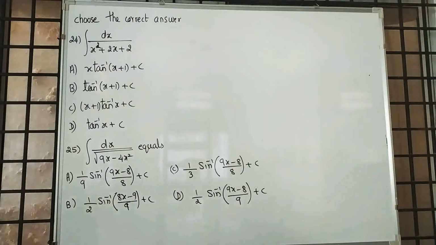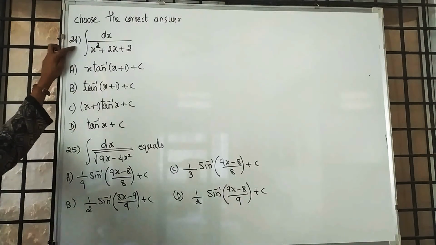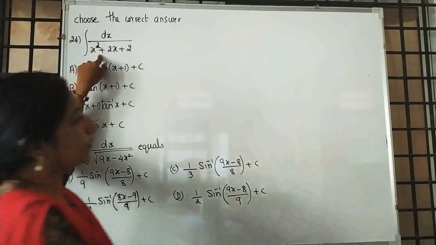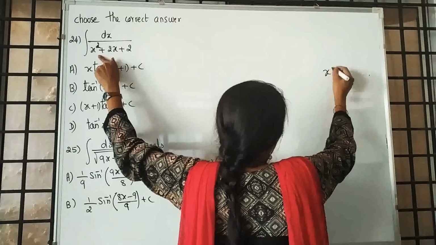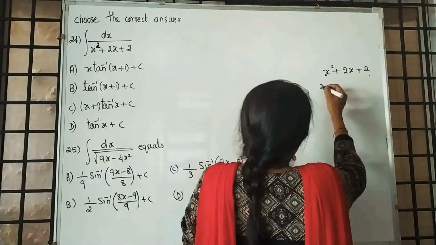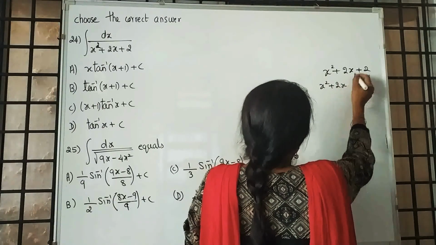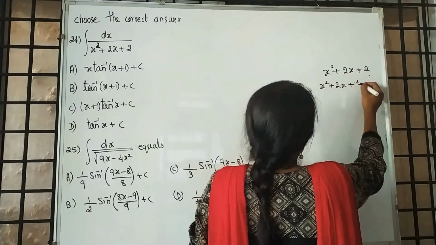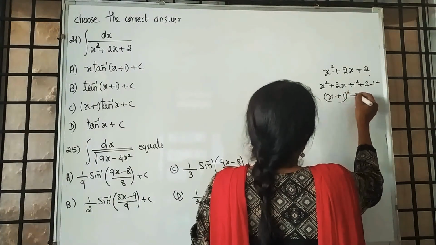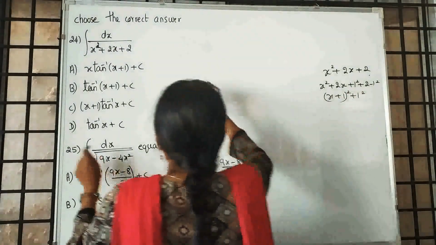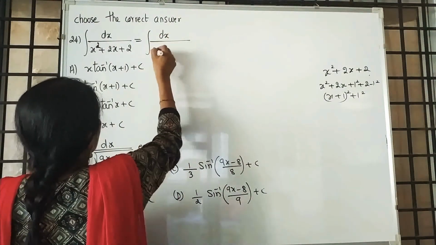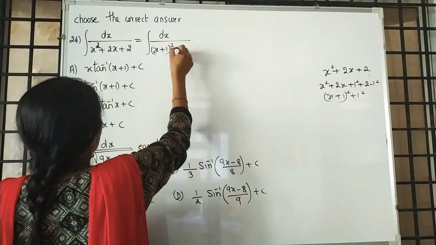Moving to the multiple choice questions, question number 24. It is dx upon x square plus 2x plus 2. We have to make it a perfect square here. X square plus 2x, you are already familiar. X coefficient is 2, half of that is 1. It is x plus 1 whole square plus 1 square. So it is dx upon x plus 1 whole square plus 1 square.